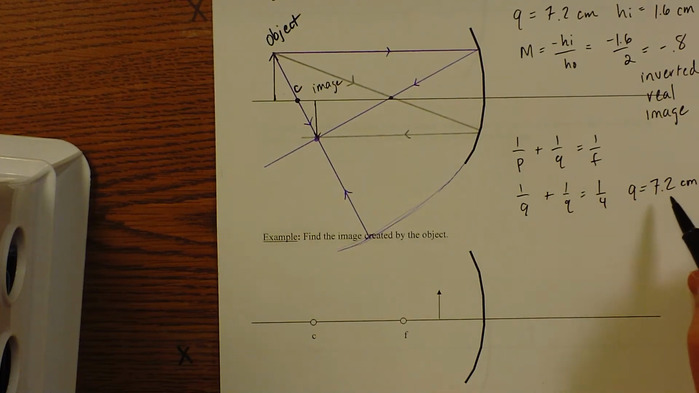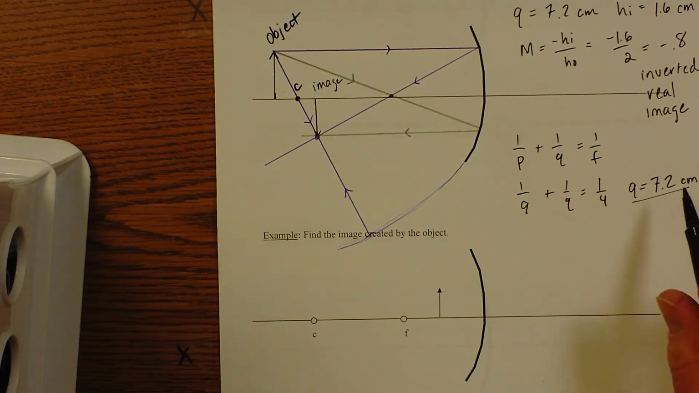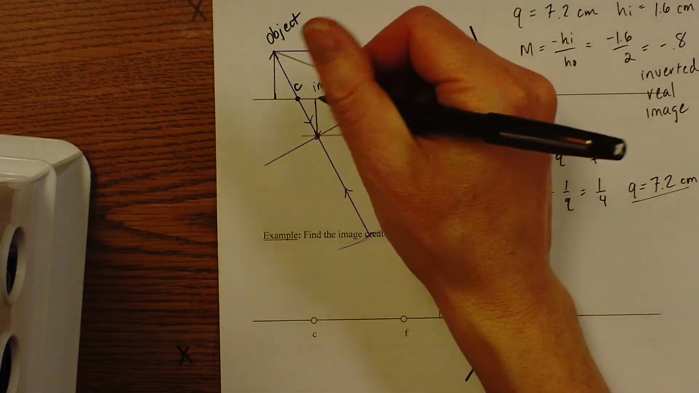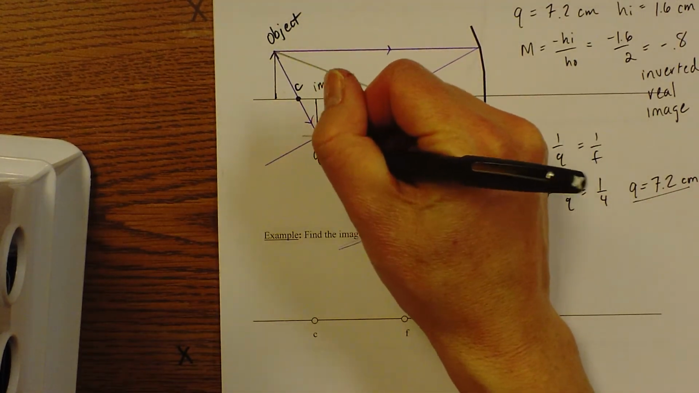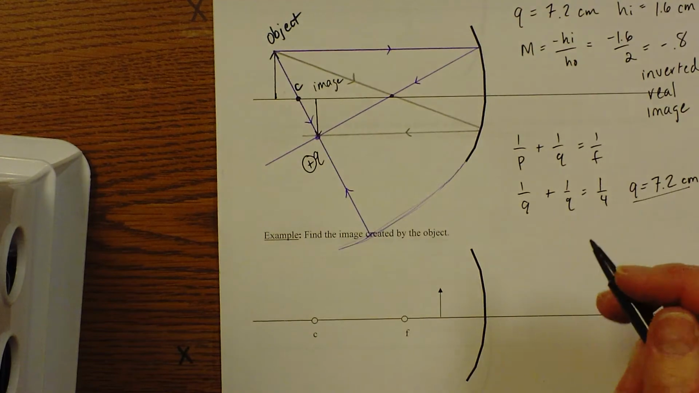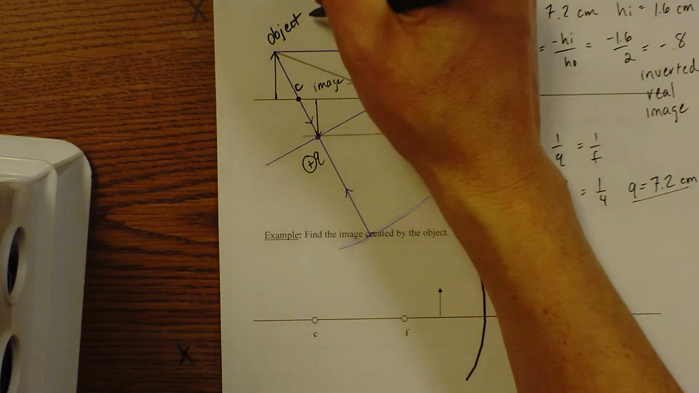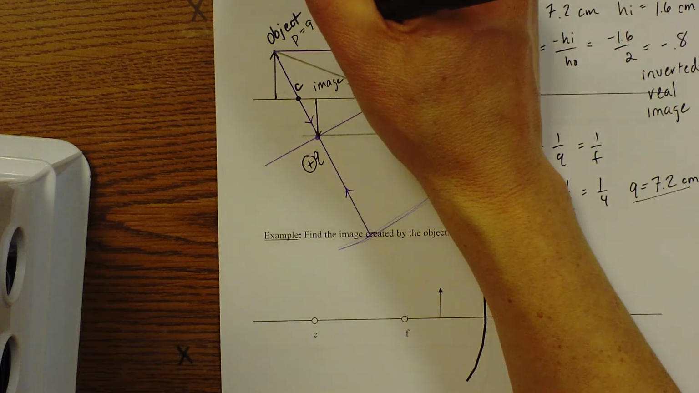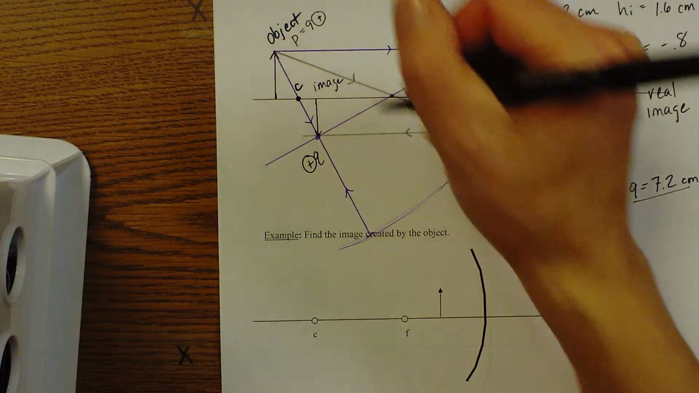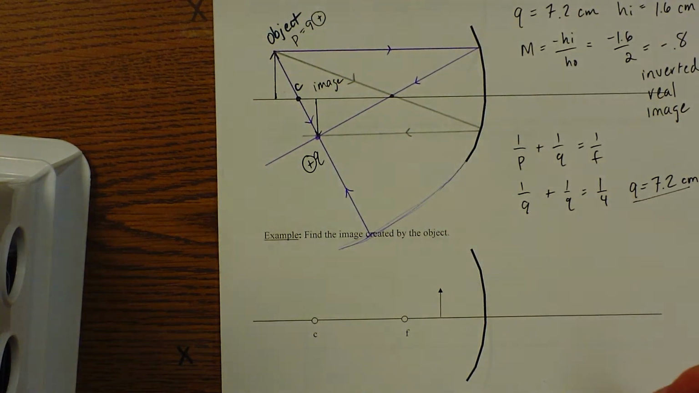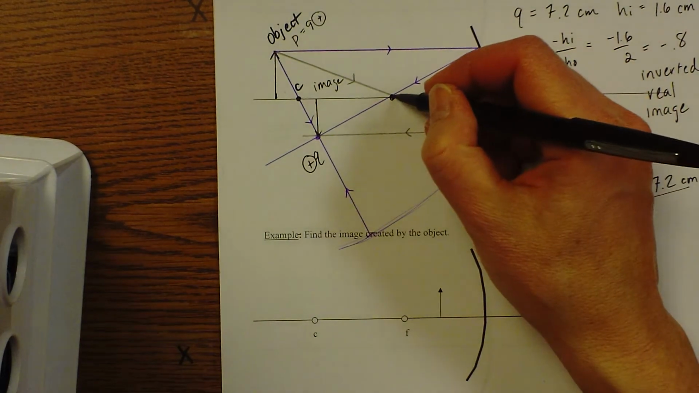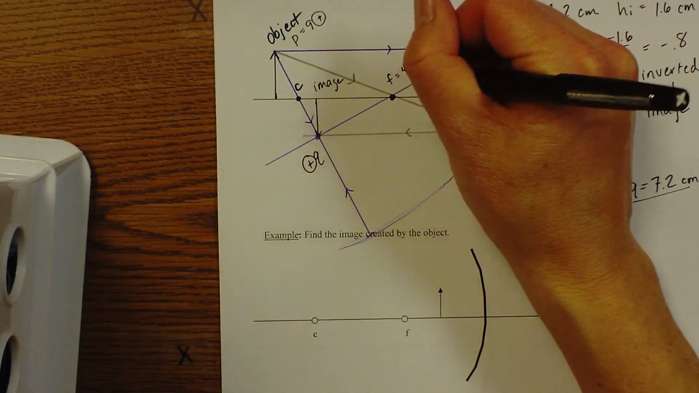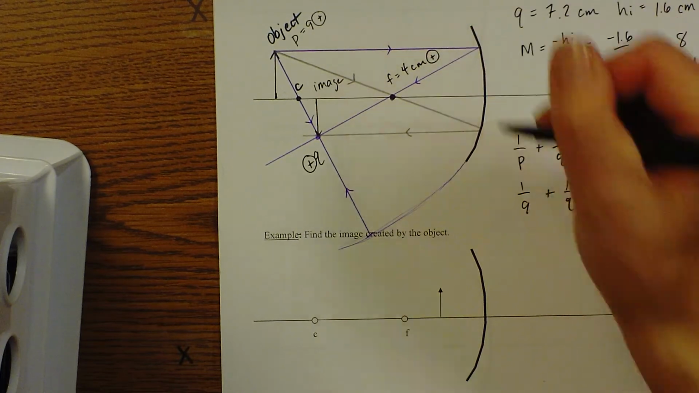I'd like you to notice the signs here. In this case, a positive Q value indicates that the image is on the left side. I also have a positive P value. It indicates that my object is on the left side. And my focus at 4 centimeters is also a positive value.